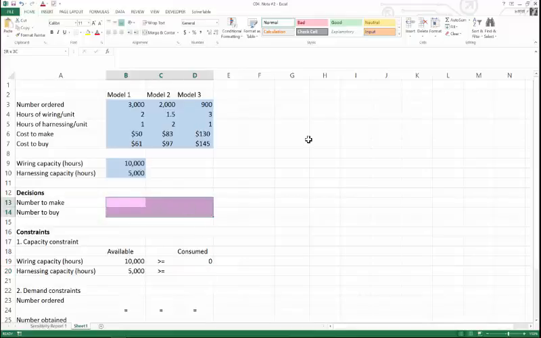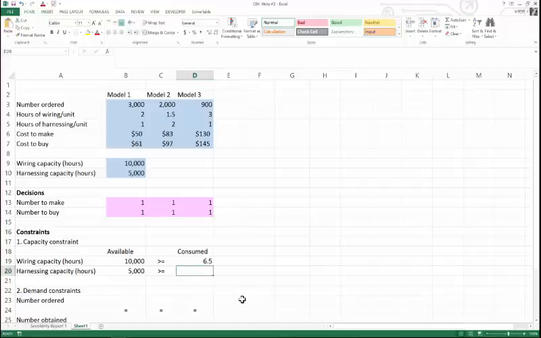So we can put in a test number. Let's suppose the number to produce for each model is 1 unit, and the number to buy for each model is also 1 unit. Okay, it's easy to check. This is 2 hours for model 1, 1.5 for model 2, and 3 hours for model 3. Plus them together is 6.5.